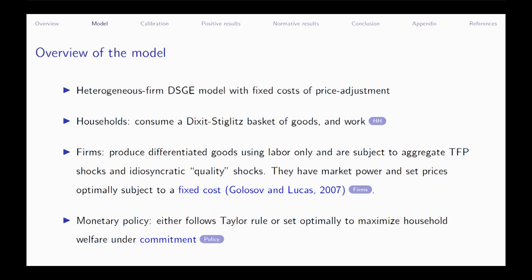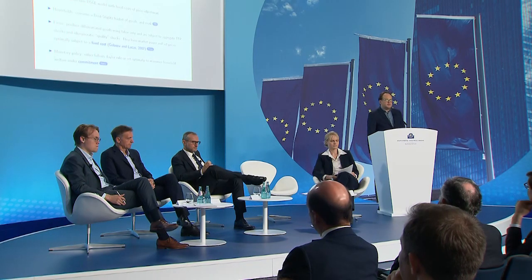In terms of monetary policy, in the positive part of the paper, we assume that the central bank follows a Taylor rule. And in the normative part of the paper, we assume instead that the interest rate is set optimally to maximize household welfare under commitment.